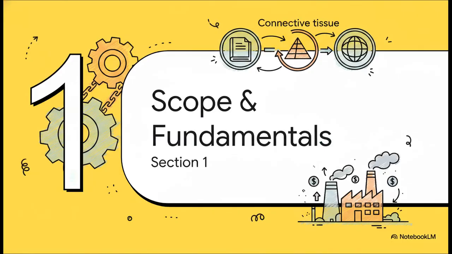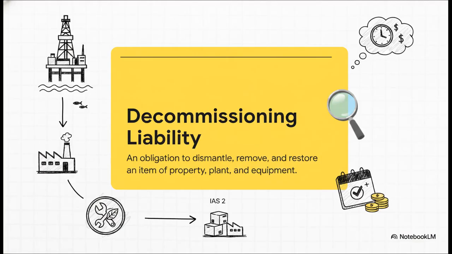Section 1, Scope and Fundamentals. To really understand the scope here, we have to start at initial recognition. The rule is, if you install an item of property, plant, and equipment, then you must recognize a decommissioning liability. The initial measurement basis is just the present value of that expected cleanup. So what's included in this measurement? Included is that present value estimate. Think of the massive future cost to dismantle an offshore oil rig. But what's excluded? Excluded are any obligations that arise simply from producing inventory. So initially, you're capitalizing that estimated cleanup cost right into the base cost of the asset itself.